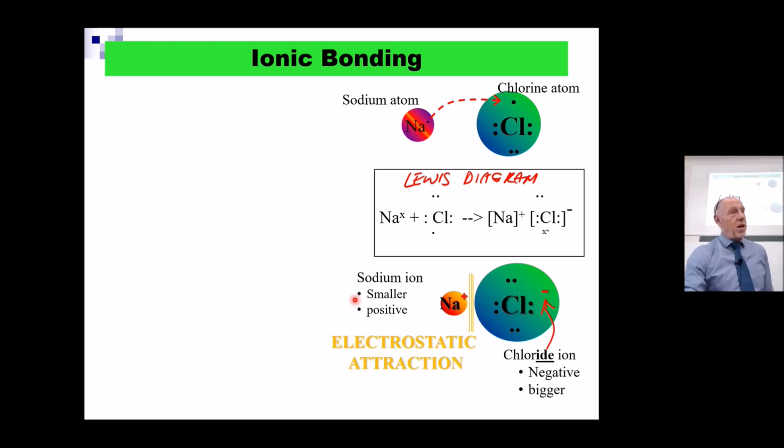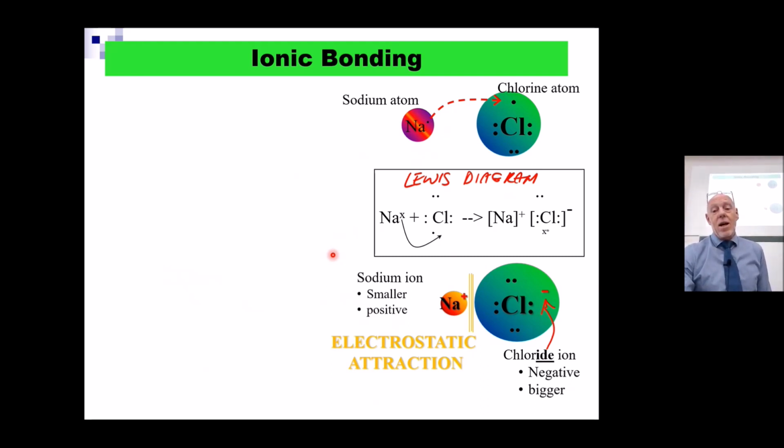That's it as a Lewis diagram. Now, for a Lewis diagram, you've got to show the whole thing. You've got to show the sodium and its electron, and you've got to show that it gives its electron with an arrow to the chloride, not willingly.